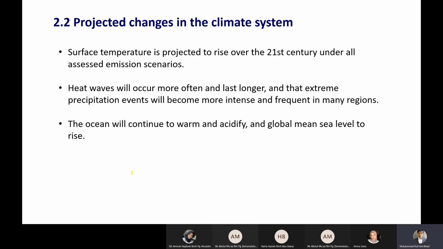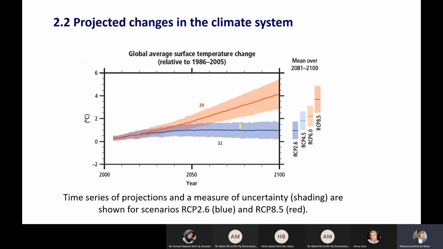So now let's see what is projected to change in terms of the climate. First of all, the temperature will rise. There will be more heat waves, and the ocean will continue to warm and acidify. Also, the global mean sea level will increase. This is what is projected in terms of the climate system.